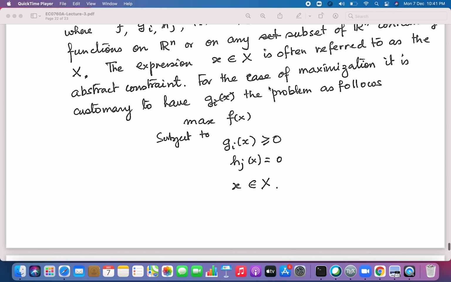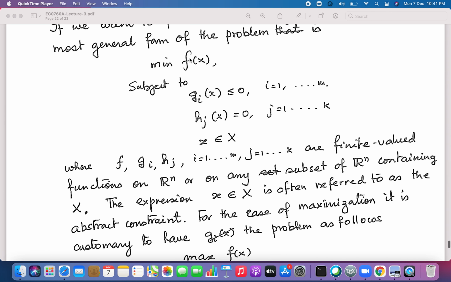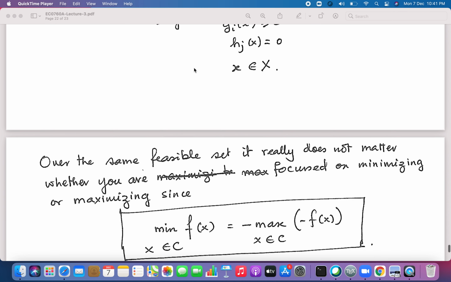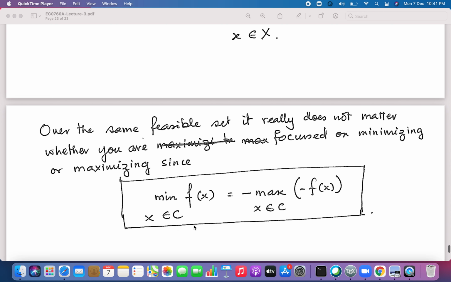But suppose you have the same feasible set, then minimizing or maximizing is not a big issue. Minimizing a function f over a set C is the same as maximizing the negative of f over the same set C. When you compute the value, whatever max value you get, you take the negative of that. So if x star is the maximizer of minus f(x), it will be the minimizer of the original problem.